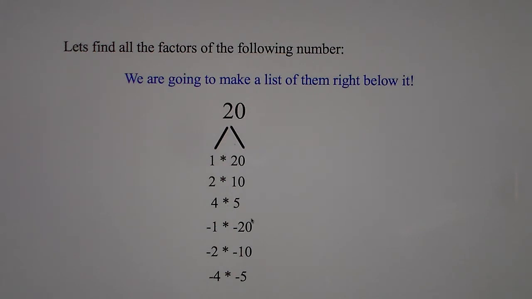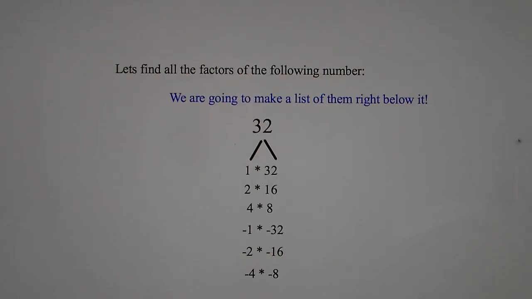But now we also have to consider the negative numbers. 20 divided by negative 1 gets us negative 20. So negative 1 times negative 20 gets us positive 20. Negative 2 times negative 10 gets you positive 20. And negative 4 times negative 5 also gets you positive 20. Let's do a couple more here.